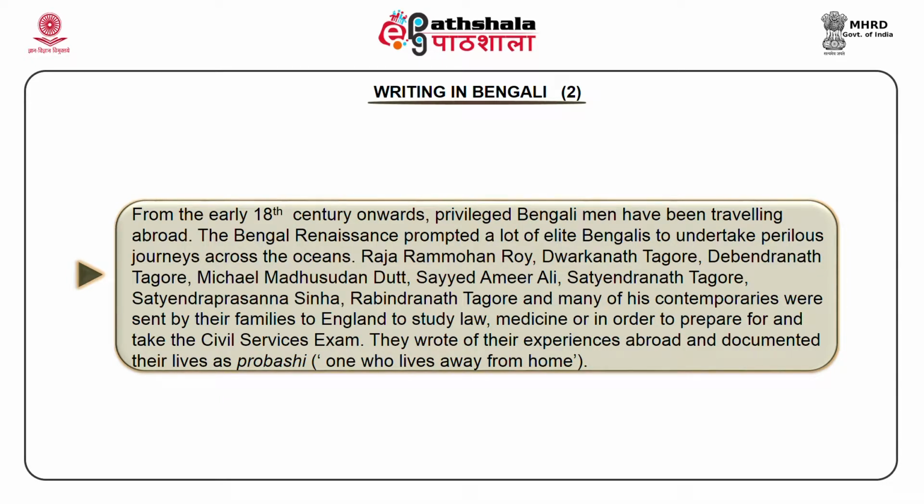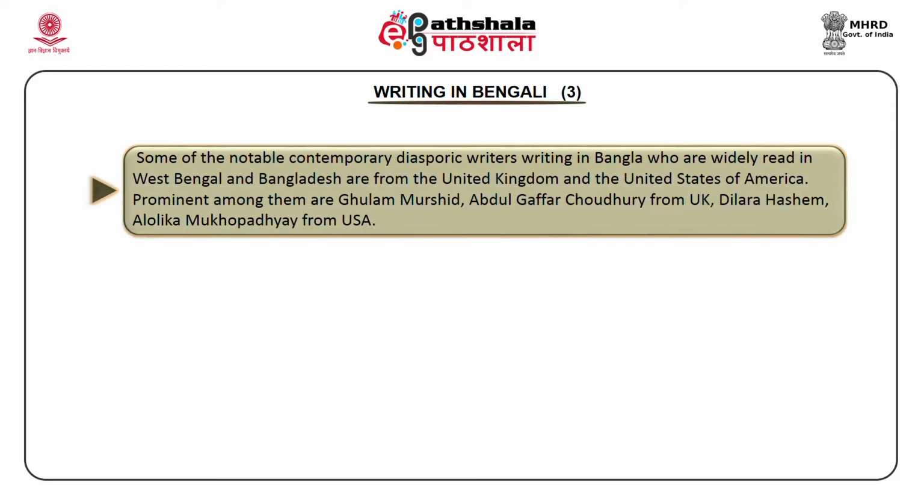The migration of Bengalis from West Bengal and what is today Bangladesh has continued unabated ever since. Today the Bengali diaspora is spread across several countries and many continents. The diaspora is diverse in terms of class, caste and culture. Some of the notable contemporary diasporic writers writing in Bangla who are widely read in West Bengal and Bangladesh are from United Kingdom and the United States of America. Prominent among them are Ghulam Murshid, Abdul Ghaffar Chowdhury from United Kingdom, Dilara Hashim, Alolika Mukhopadhyay from United States.